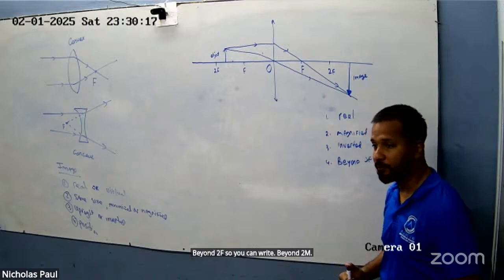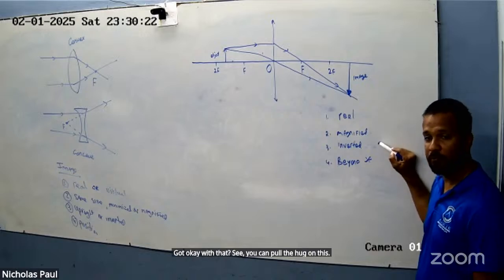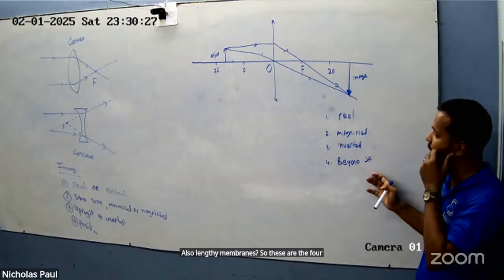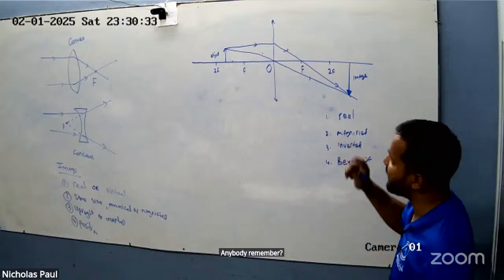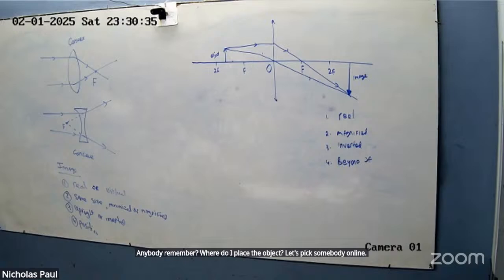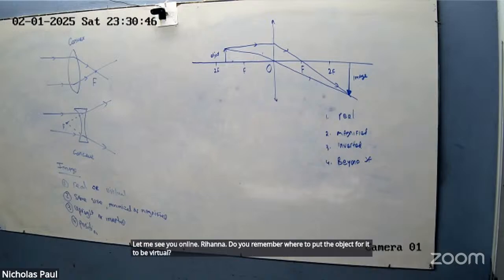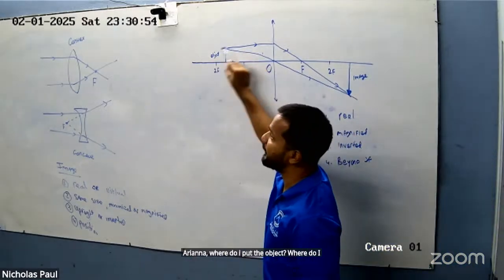Okay with that? Next, Ashley, you follow how I got this? All four? Lindsay, you remember this? So these are the four things that we need whenever we describe an image. Anybody remember, where do I place the object? Let's pick somebody online. Rihanna, do you remember where to put the object for it to be virtual? Ariana, where do I put the object for it to be virtual?